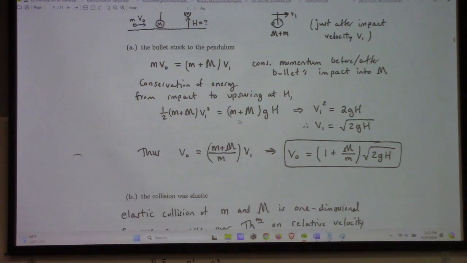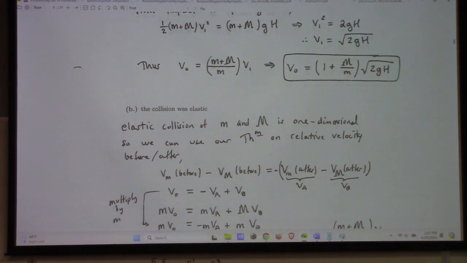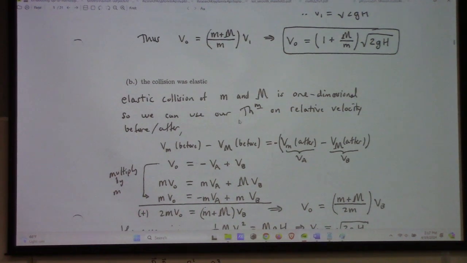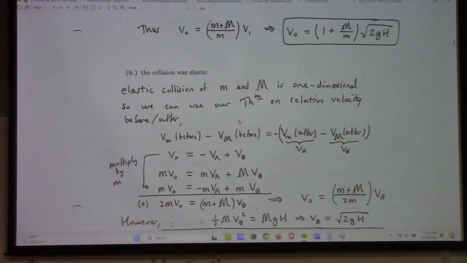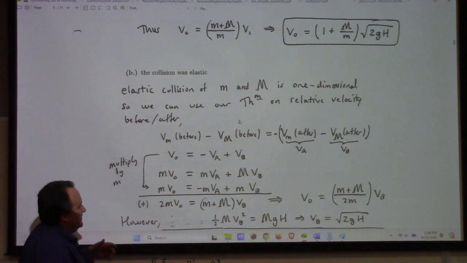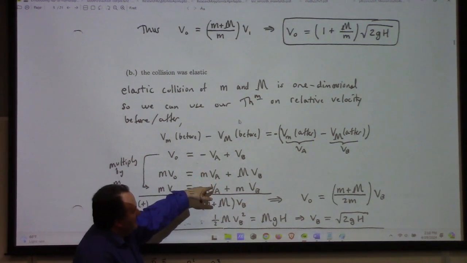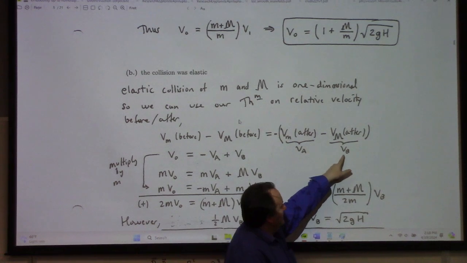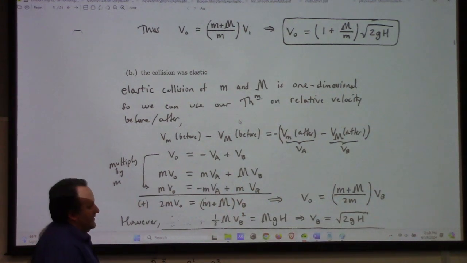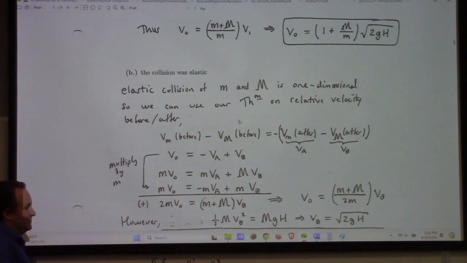And then for the elastic case, because the impact is essentially one-dimensional, we can use the relative velocity theorem, which says that for an elastic collision, the difference in velocities before and after is minus each other, right? I spent like a half-hour of class time working this out. Remember, it was somewhat painful. And anyway, after the dust settles, what we have here is that V naught is equal to minus VA plus VB, where I've defined VA to be the velocity of the bullet and VB to be the velocity of the pendulum bob. So this time the bullet bounces off the bob, basically.